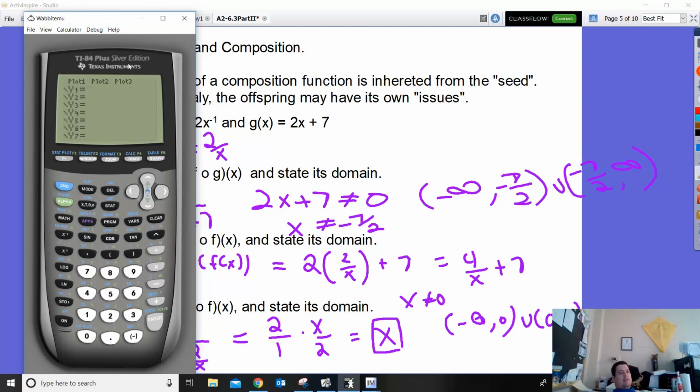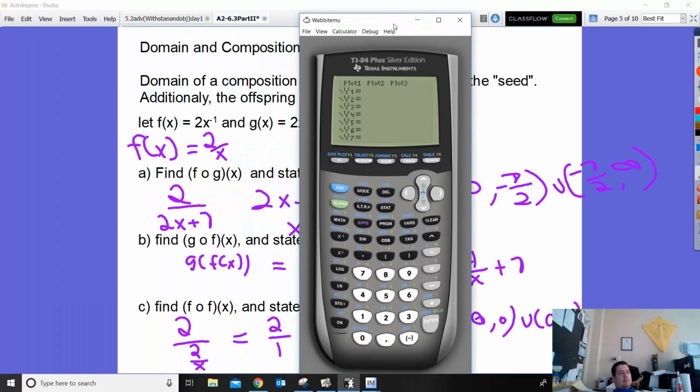When we conceived this thing, when we made it, we actually wrote 2 divided by parentheses 2 divided by x. It's going to look exactly the same. I promise you it will. It's not telling you that x can't be 0, is it?